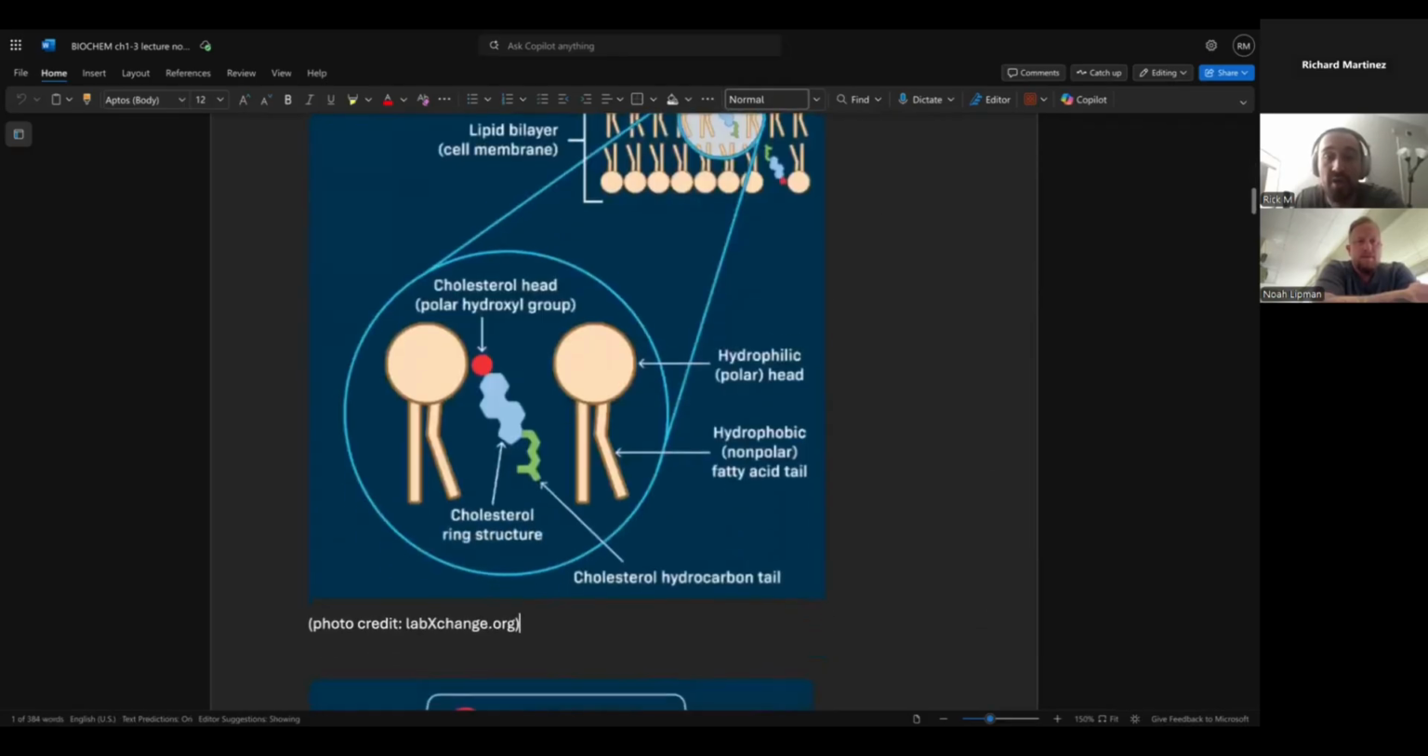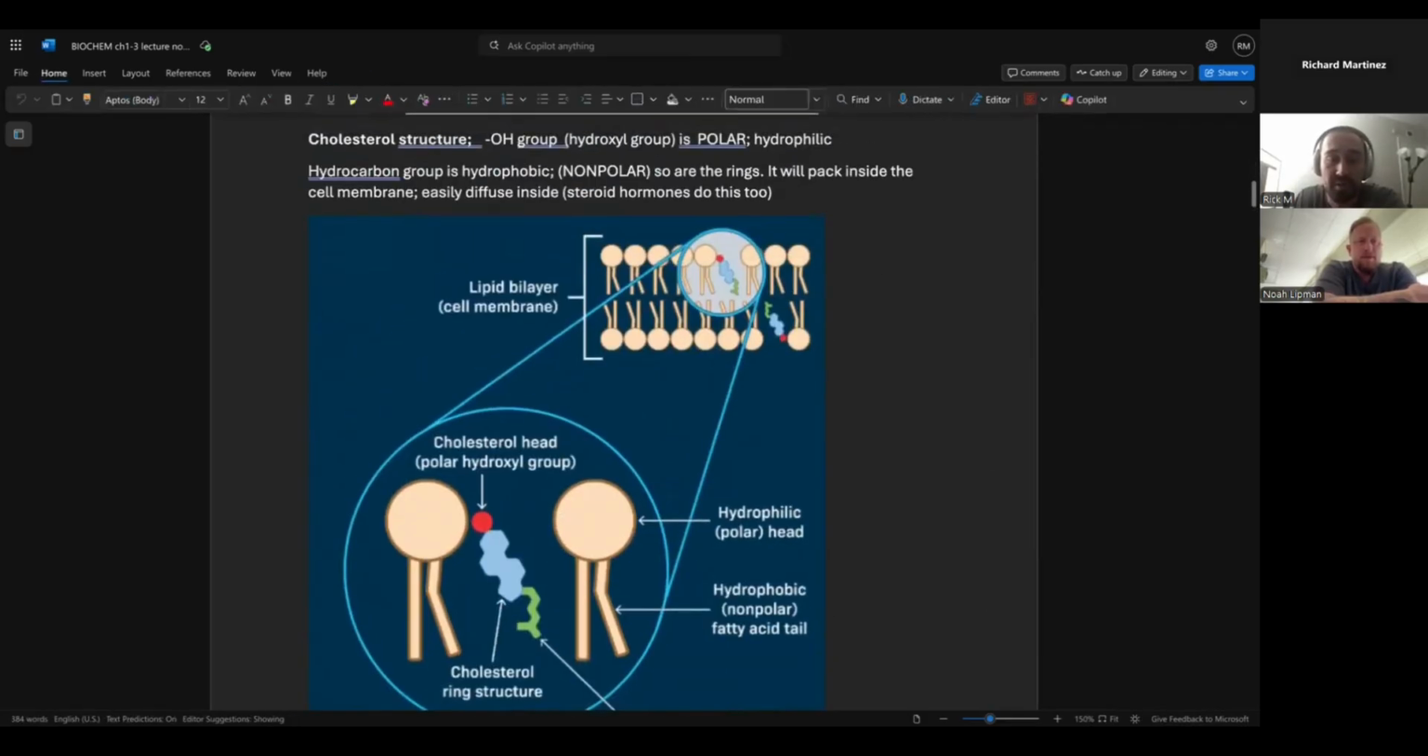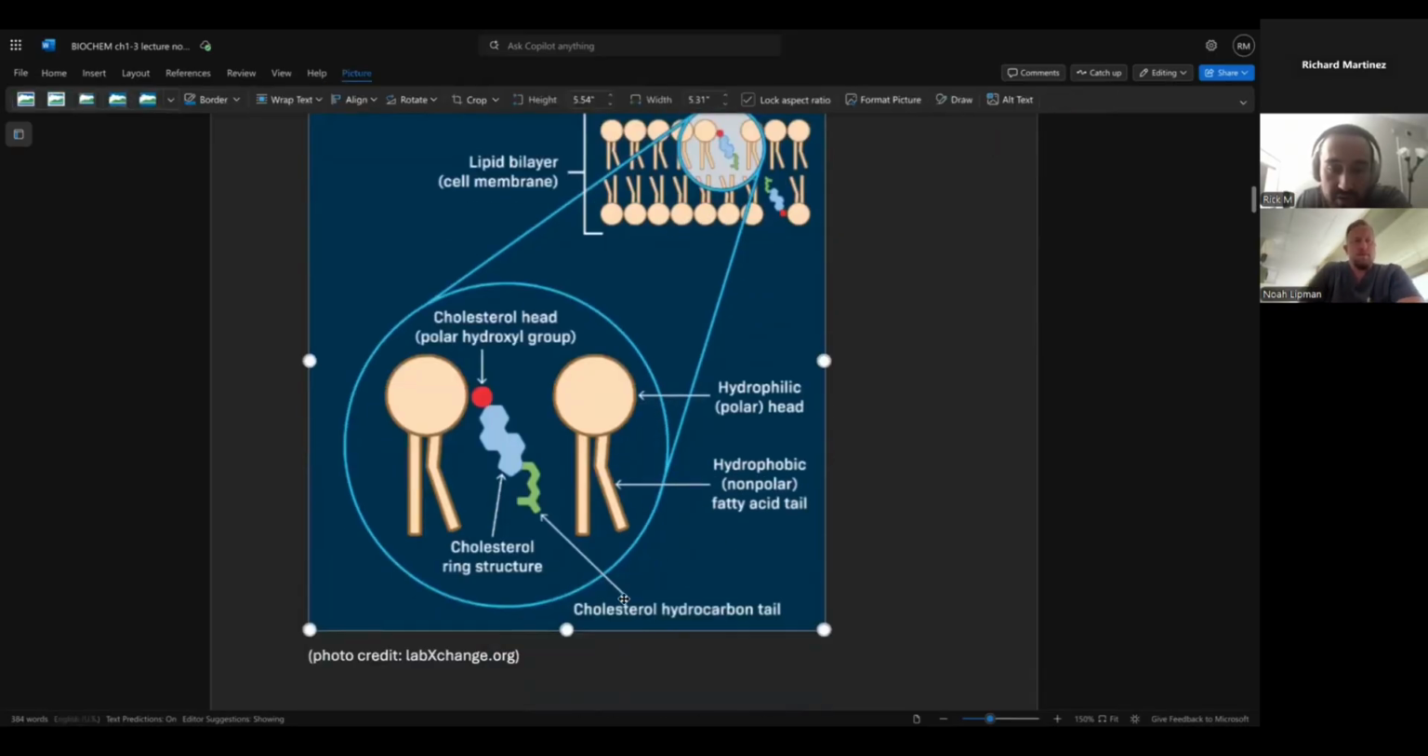So they're not wanting to sit on the outside. Oh, here's a better picture. So this outside layer is where all the water is. They want to be shoved right in here, and they'll reposition. So I can get this little portion right here. They'll reposition this cholesterol hydrocarbon tail in the middle.